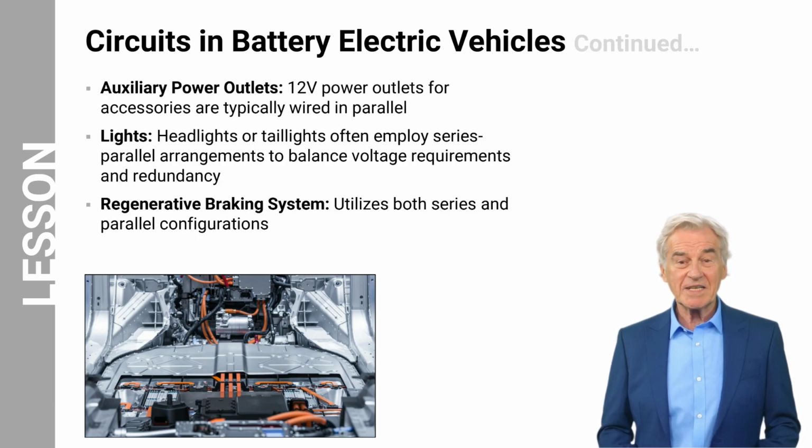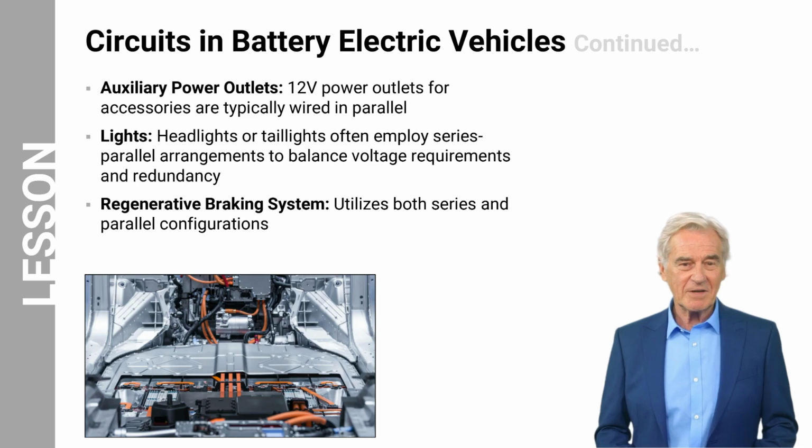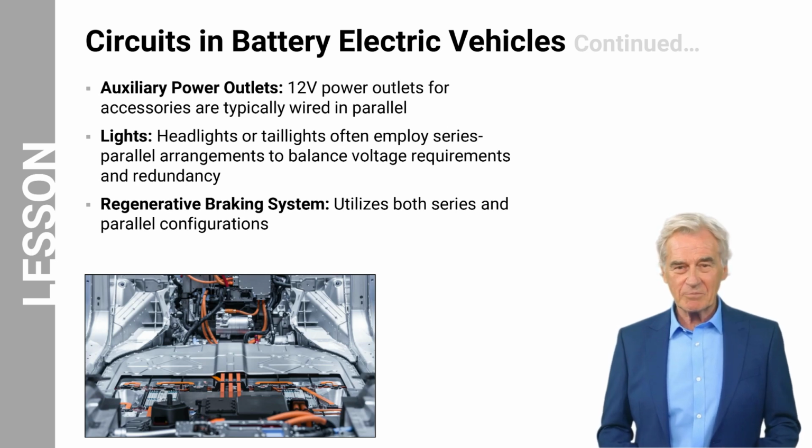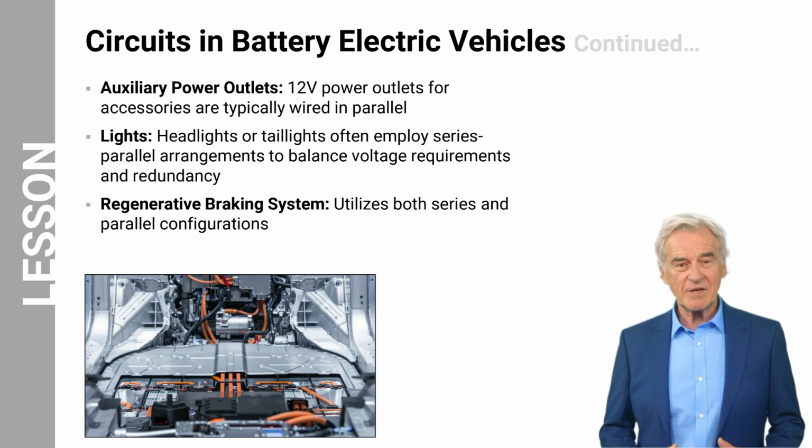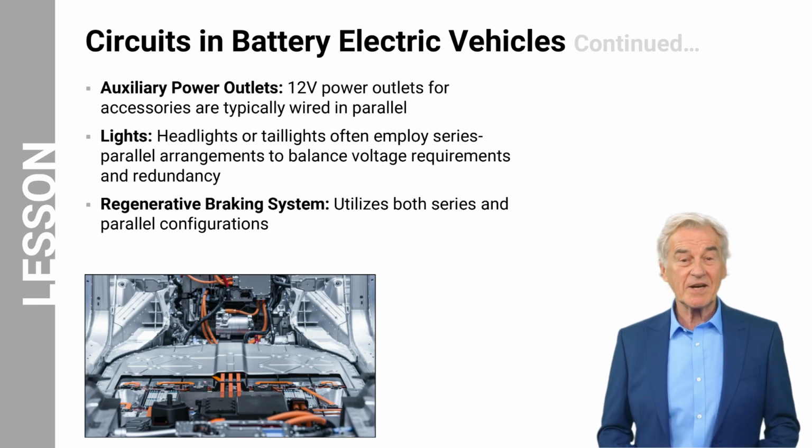Auxiliary systems in BEVs employ various electrical configurations to optimize functionality and reliability. The 12-volt power outlets for accessories, such as phone chargers or small appliances, are typically wired in parallel, allowing multiple devices to be powered independently. Lighting systems, including headlights and taillights, often utilize series parallel arrangements. This configuration helps balance voltage requirements across multiple light units while providing redundancy, ensuring that if one light fails, others remain operational.